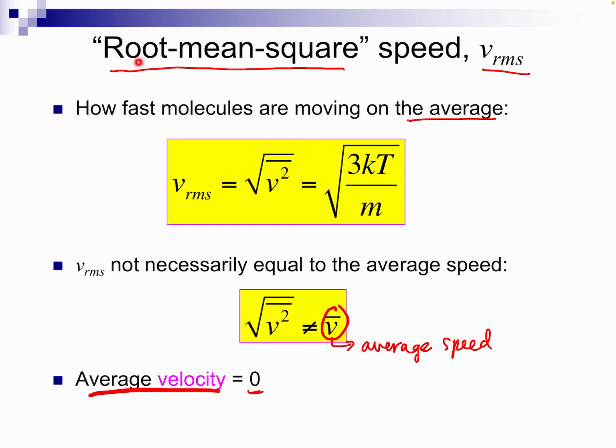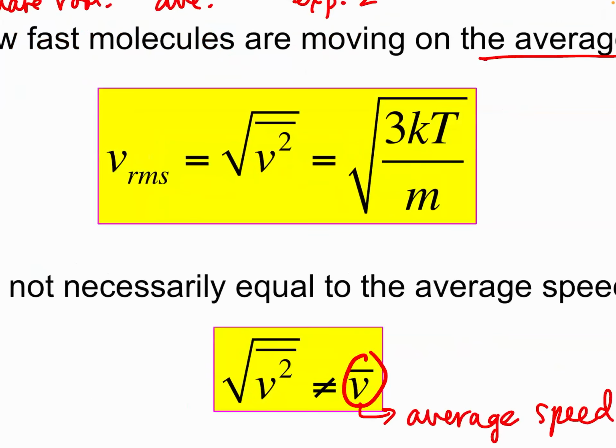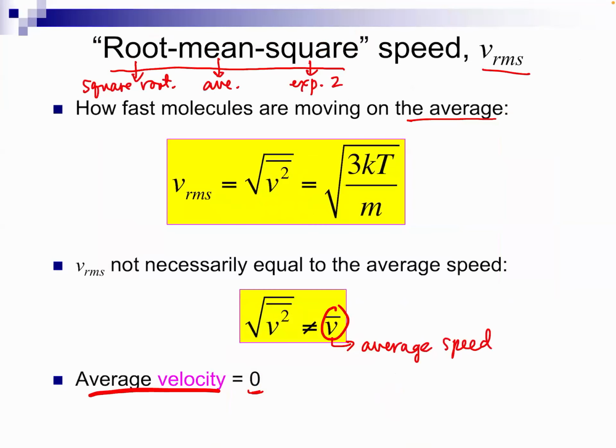And that's why it's called root mean square. You square first, meaning exponent 2. You square it first, and then you get the average, which is the mean, and then you get the square root. Right, so mathematically, it's shown like this here. And RMS speed is related to 3 kT over m.